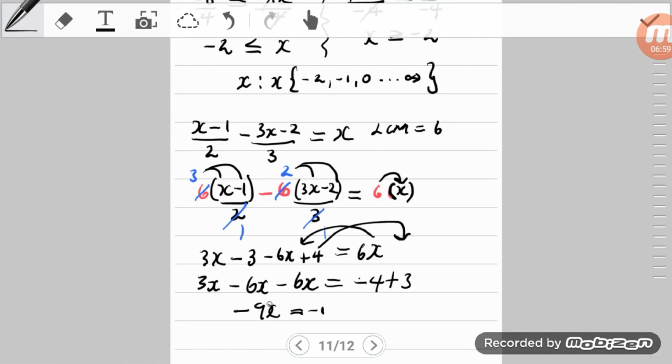Okay, so if you were to divide both sides by -9, we already know this, guys, that x is going to be equal to -1 divided by -9, which works out to be 1/9. Okay, so x is equal to 1/9, and that is our final answer.